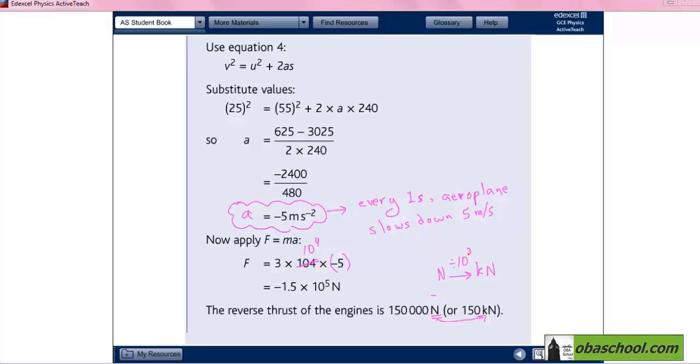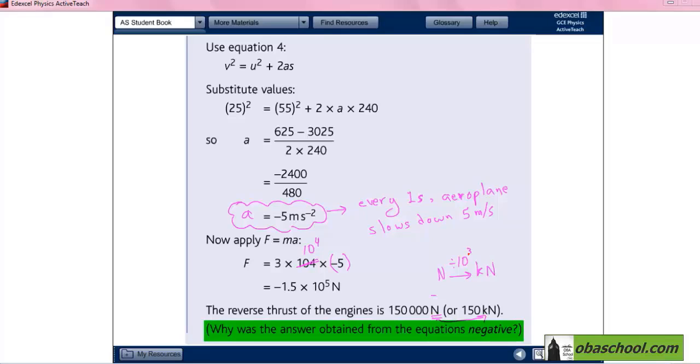Now look at this question. Why was the answer obtained from the equations negative? Do you know why?